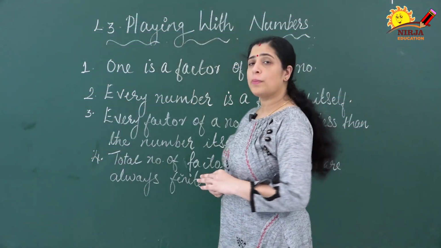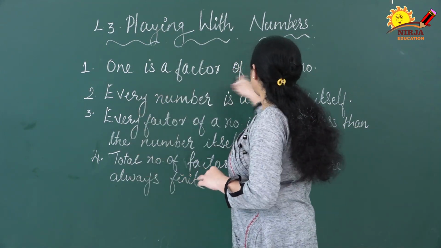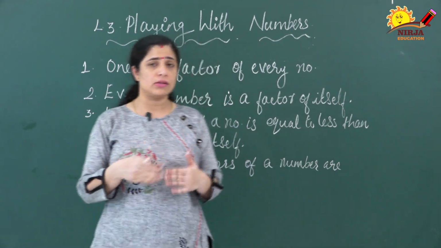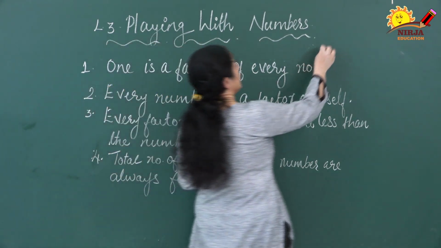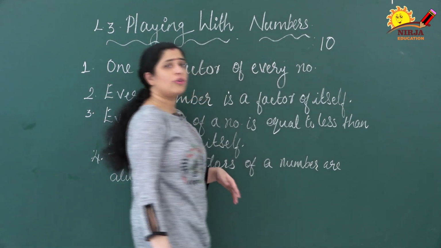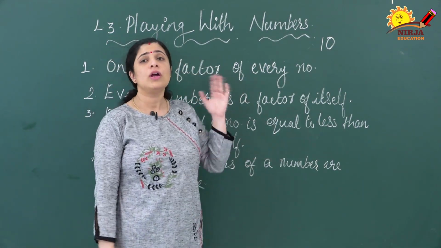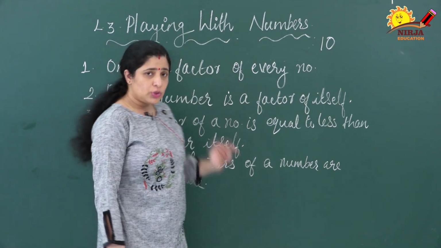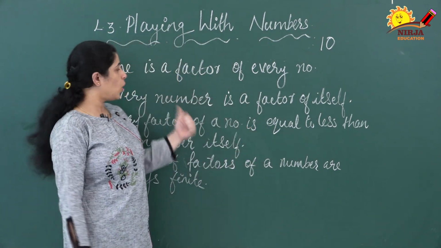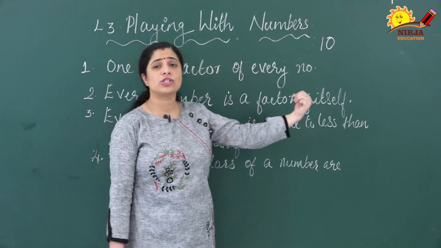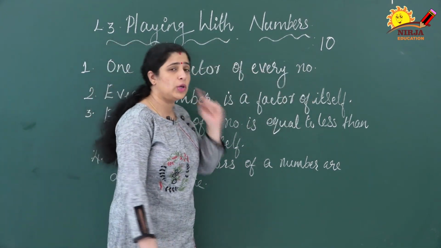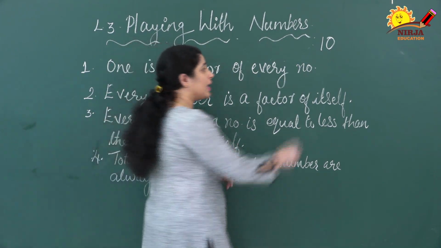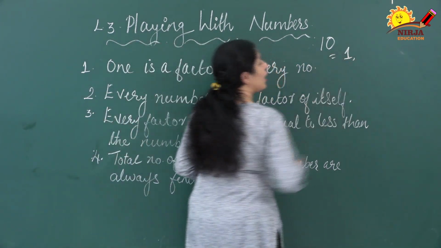What is the first property of a factor? 1 is a factor of every number. Already we have discussed one example, 10. We want to find the factors of 10. We have already found that 2 and 5 are the factors of 10. To that we have to include 1 also. 1 is a factor of every number. So when you write the factors of a number, you have to include 1 also.